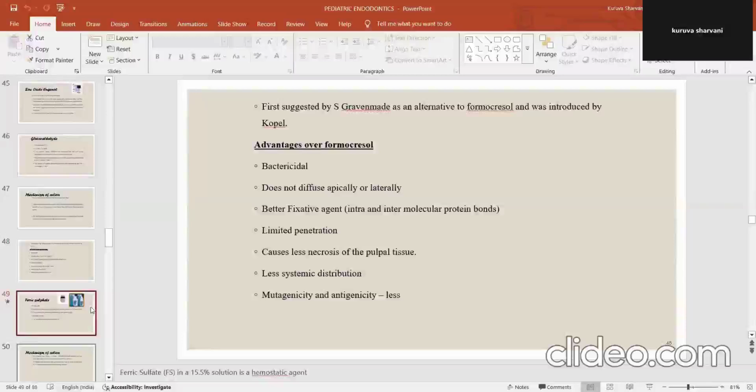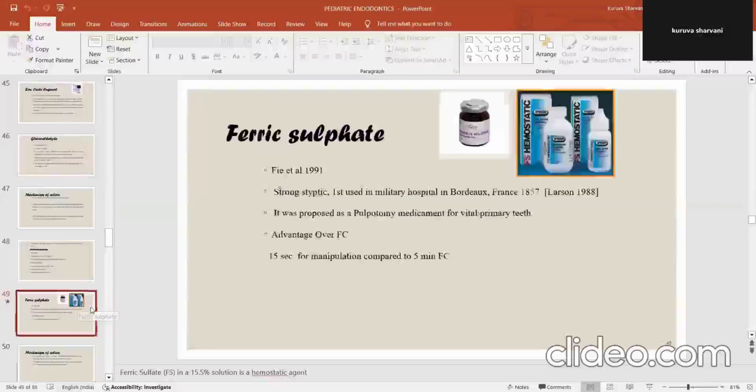Next, ferric sulfate pulpotomy. These are all the different techniques. In pulpotomy, you can place formocresol to stop the hemorrhage, you can place glutaraldehyde, you can place ferric sulfate. These are all the materials that are used to stop the hemorrhage.